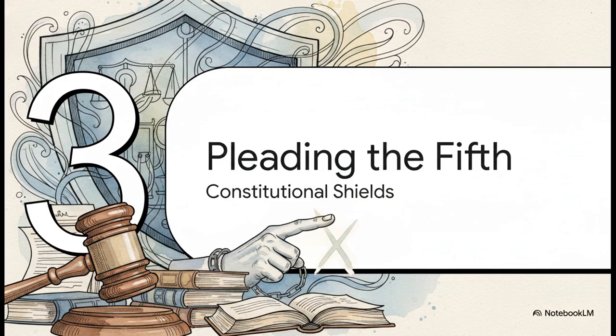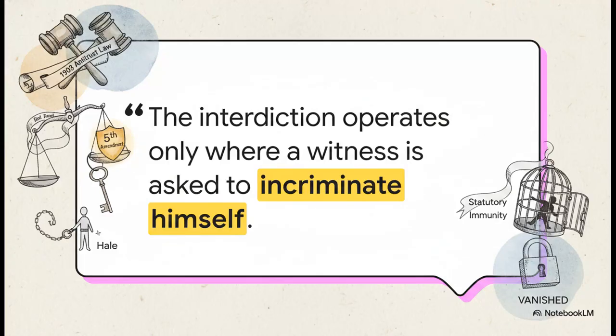Section 3. Pleading the Fifth Amendment. Having lost his grand jury argument, Hale fell back on a famous constitutional shield. He pled the Fifth Amendment, arguing that answering the grand jury's questions and handing over those documents might tend to incriminate him. But the Supreme Court struck this down as well, and this quote from the justices perfectly explains why Hale's Fifth Amendment plea failed.